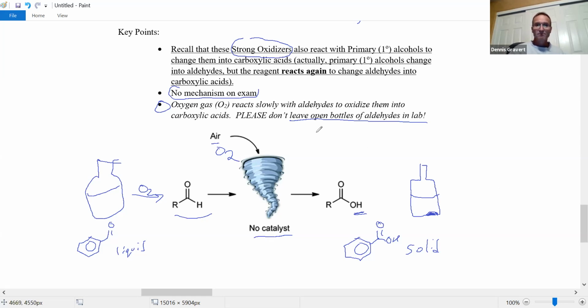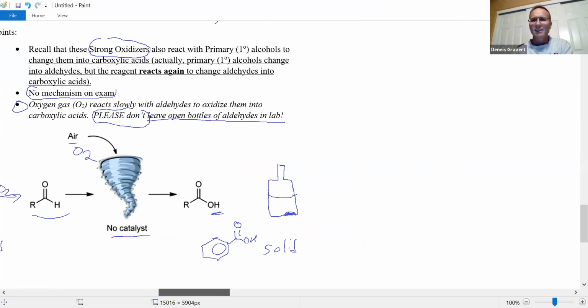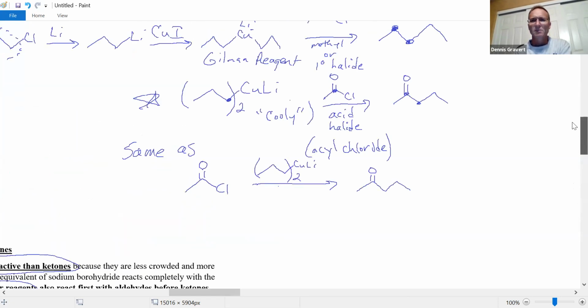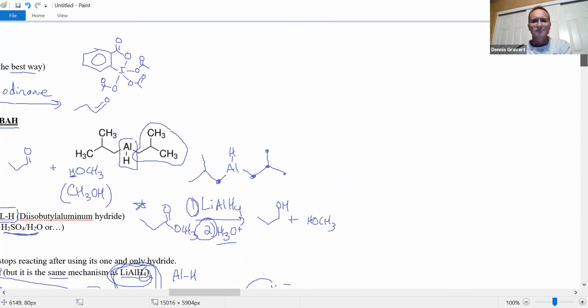Okay, so in case you use aldehydes in the lab, keep them closed as often as you can to prevent the slow air oxidation of those aldehydes. I think we're done with oxidation reactions. Let's double check. What else we got up here?